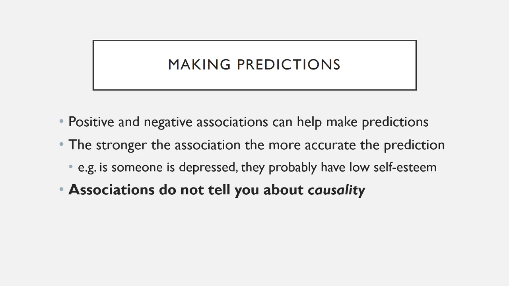Associations do not tell you about causality. Your classic correlation doesn't equal causation. Correlation does not rule out causality. Maybe self-esteem does cause depression, but you just can't know that if you're ultimately doing a correlational study. So make sure not to conflate association claims with causal claims.